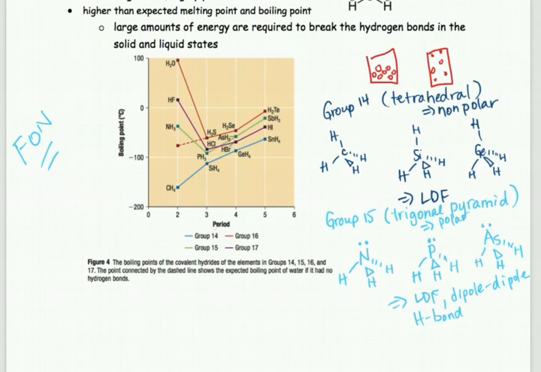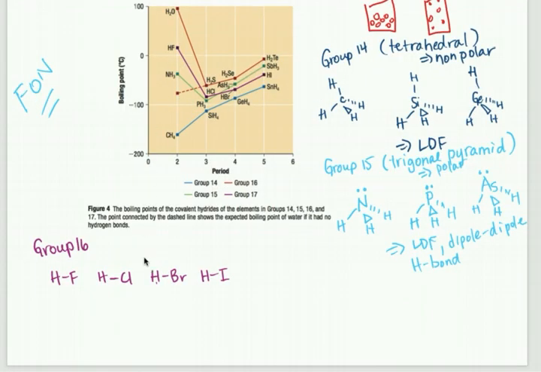So we'll just do the hydrogen fluoride group now. Here's group 16, the halogen group here, and we're finding that these are all linear.